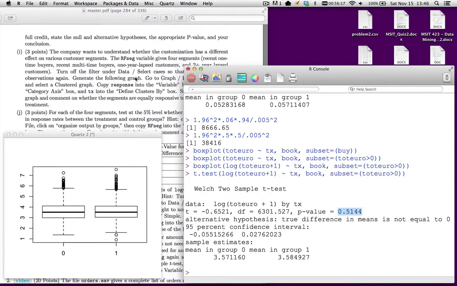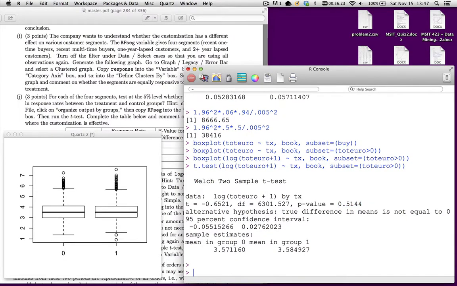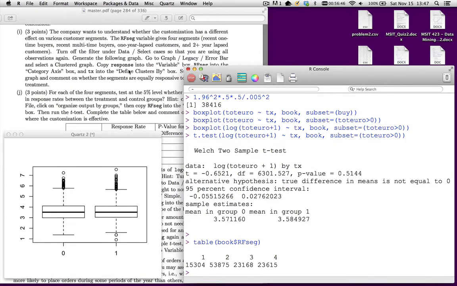Well, let's go read on. There's also this RF segment variable. We have 4 segments in the data. We can run a table on this just to convince ourselves of that. So if you say book.rfseg, you'll see that there are 4 segments. And the question is, does the treatment affect response differently in these 4 segments? So I give some instructions for a graph in SPSS. The easiest graph to make in R that does basically what the SPSS graph did was the interaction plot.